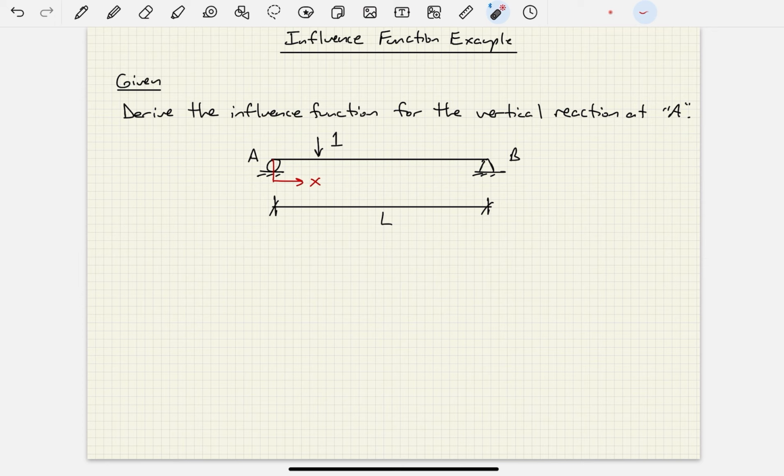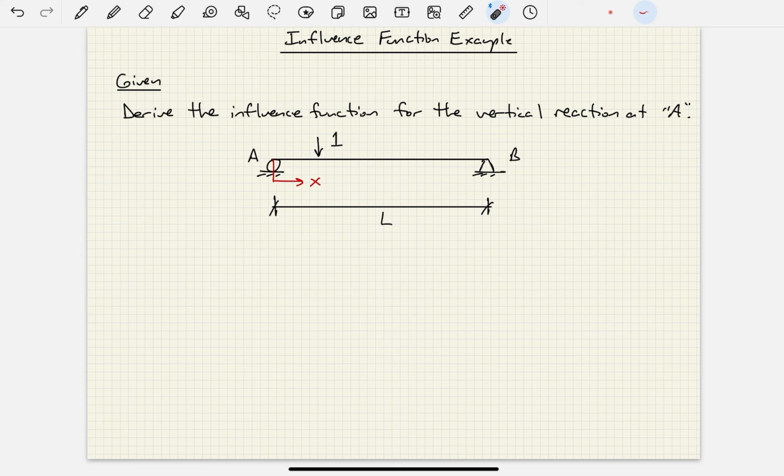In the given information, we're being asked to derive the influence function for the vertical reaction at A, okay? Here we have a simply supported beam. We have a roller at A, a pin at B. The beam has some length L, and then we have this dimensionless unit load with a magnitude of 1 that could move along this beam. For example, that unit load would start here, and then it's going to move to a new location, and another new location. It's going to keep moving along this beam until it's off of the beam, okay?